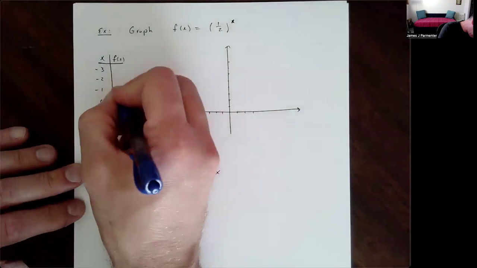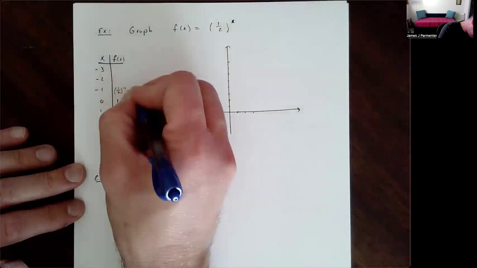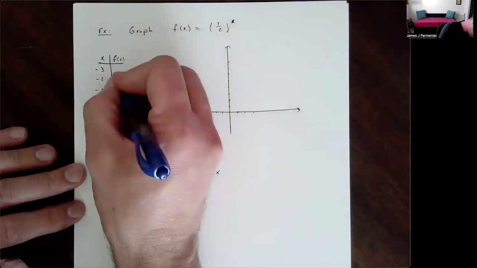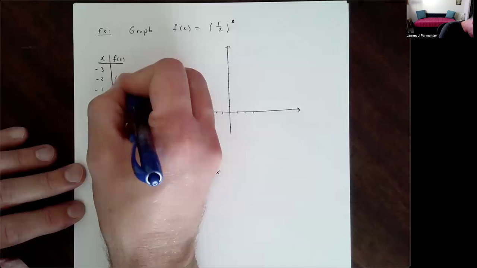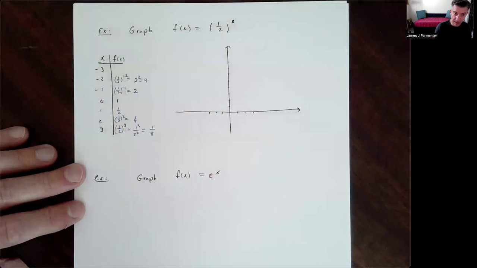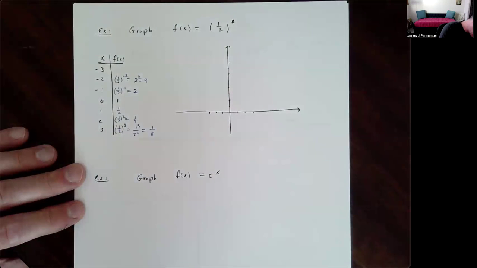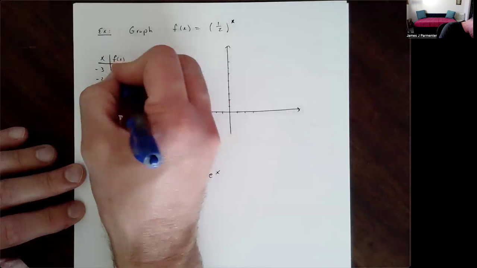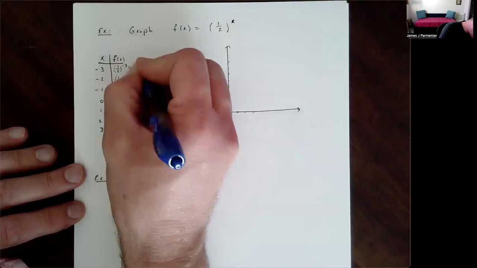1/2 to the -1 is the reciprocal of 1/2, which is 2. 1/2 to the -2nd is the same as 2 squared, which is 4. Right? It's the reciprocal of 1/2, and then you change the sign of the power. Finally, 1/2 to the -3rd is 2 to the third, which is 8.